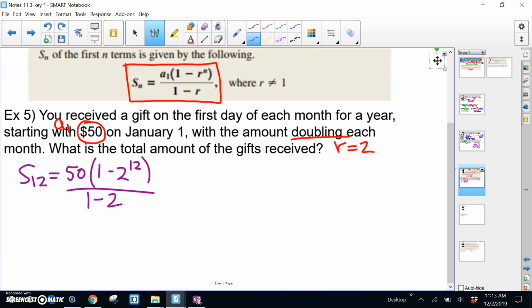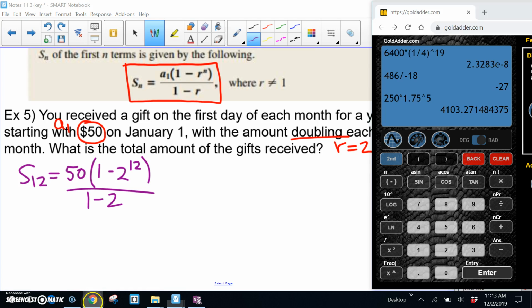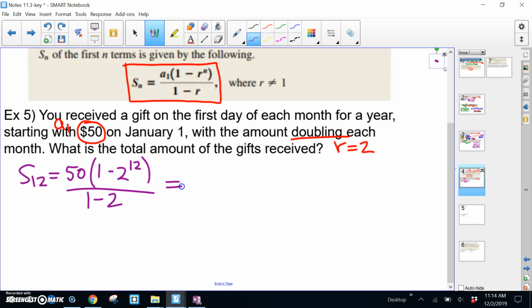That's the formula. So when you type this in, you have to be careful with your calculator and make sure you use parentheses appropriately. 50 times 1 minus 2 to the 12th. Close it. And if you're going to type in the whole denominator, 1 minus 2, you have to have parentheses. Otherwise, I think it's probably wise to just do that bottom in your head. 1 minus 2 is negative 1, so you could just divide by negative 1. But either way, practice on your calculators. Make sure you get this, $204,750. So that's a nice little chunk.